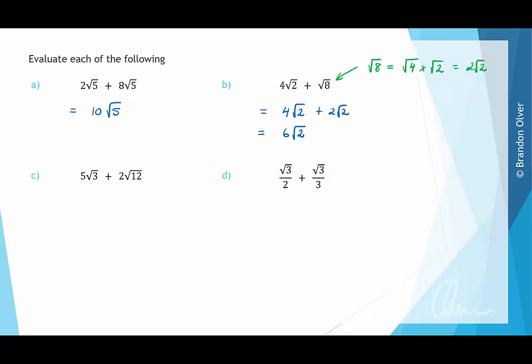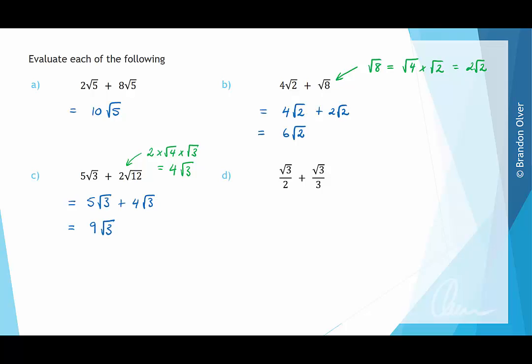For part C, we have 5 times the square root of 3 plus 2 times the square root of 12. Once again, we need to check if they are in fact like terms by simplifying the square root. If we take this term, we have 2 root 12, which we can write as 2 times the square root of 4 times the square root of 3. Which is going to equal 2 times 2, so 4 times the square root of 3. And now we can be sure that they are in fact like terms. So we have 5 times the square root of 3 plus 4 times the square root of 3, which is going to equal 9 times the square root of 3.